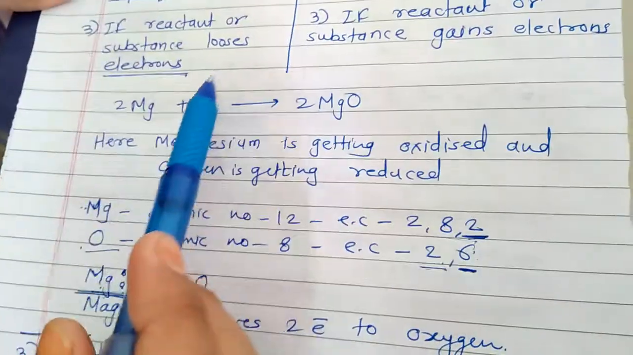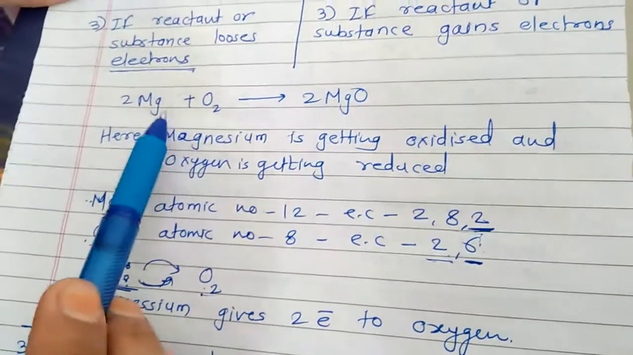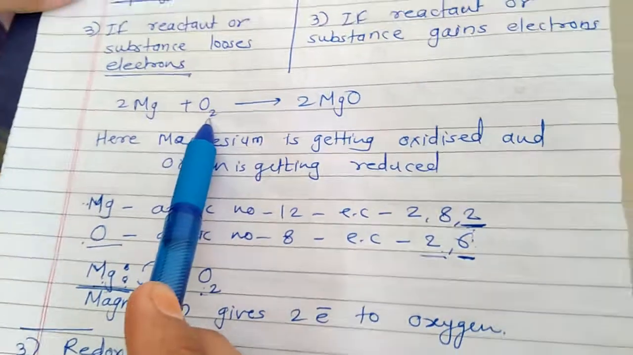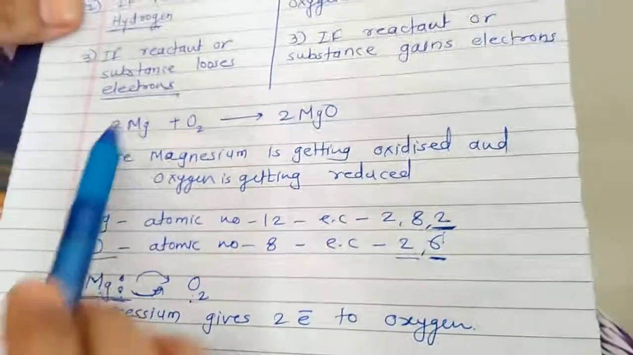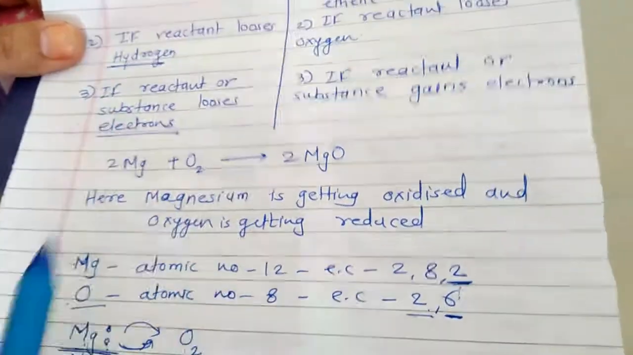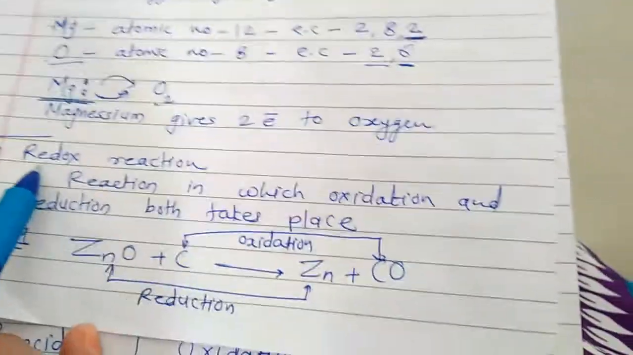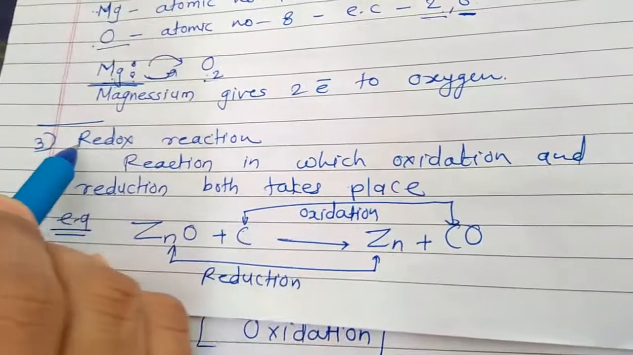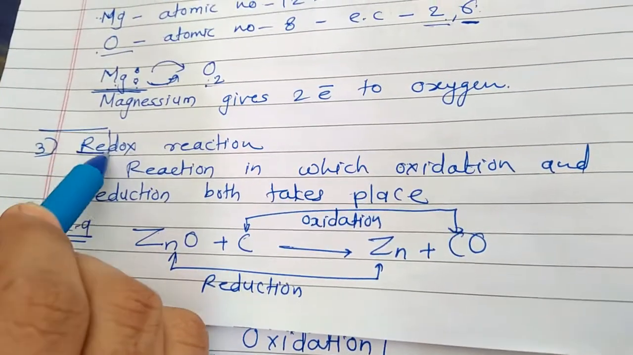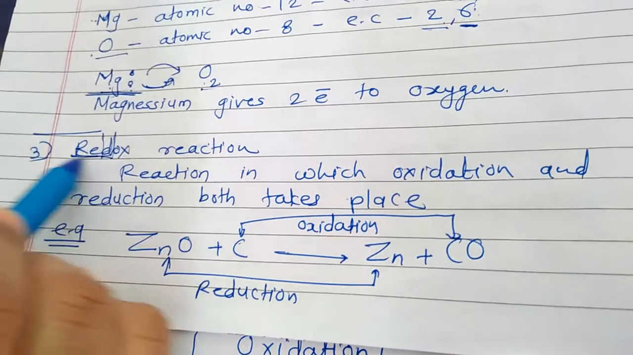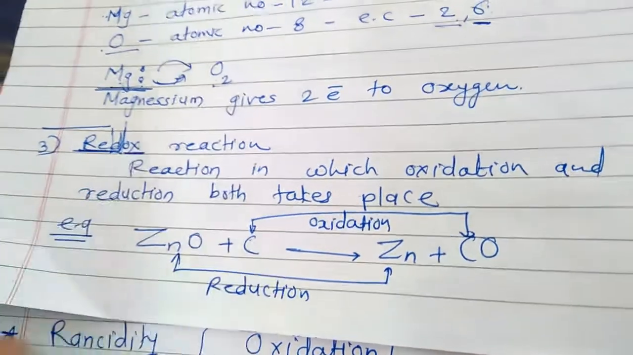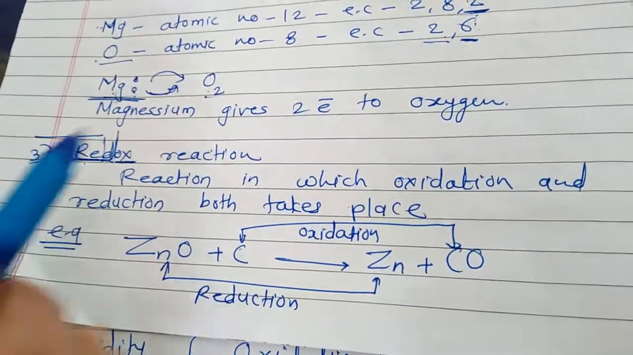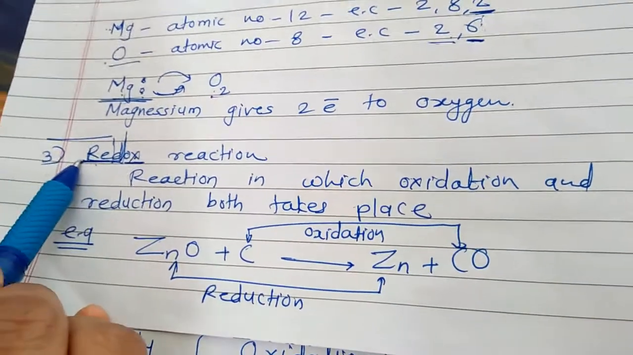The substance which gives electrons is getting oxidized, but the substance which receives electrons is getting reduced. You have to study this topic in detail, then it will become clear. Okay, now we have to study the next reaction, that is the redox reaction. Now redox means what? Red means reduction, and ox means oxidation.